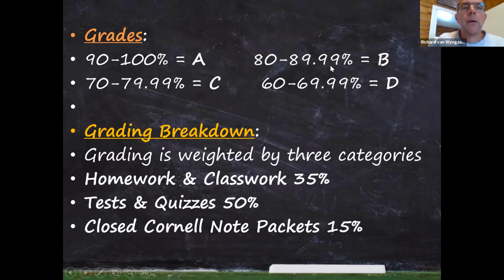Grades. Grades are done on a traditional grade scale, but the grading breakdown is weighted. Homework and classwork is 35%. Tests and quizzes are 50%. Closed Cornell notes are 15%.